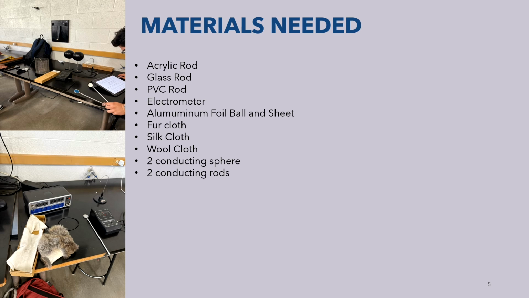Materials needed. We're going to be using an acrylic rod, glass, and a PVC rod. We have an electrometer surrounded by a foil cage that's going to help us measure the charge of the rod. We have a fur cloth, a silk, and a wool cloth as well to create different types of charges and see how these specific cloths charge these materials.